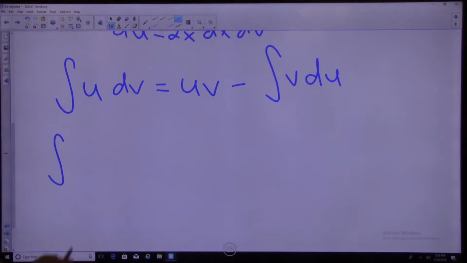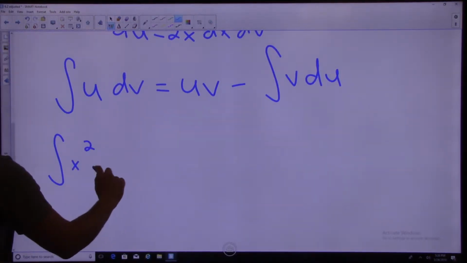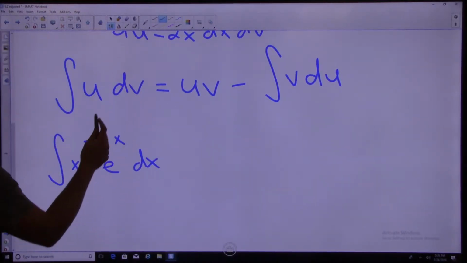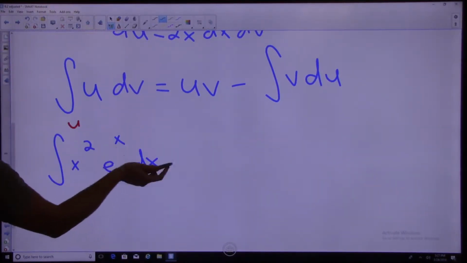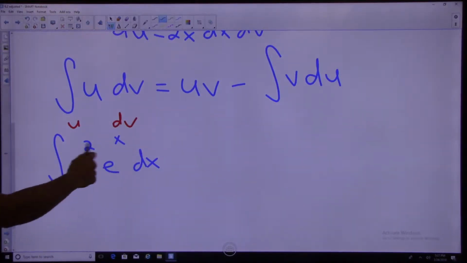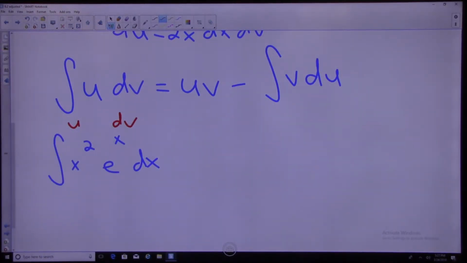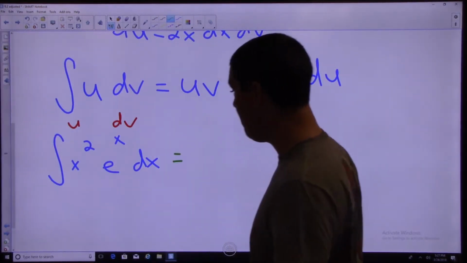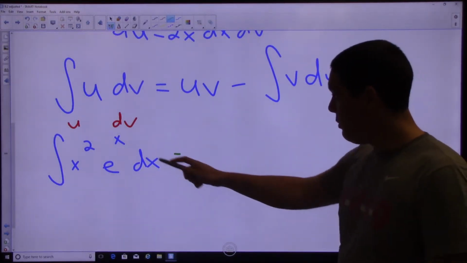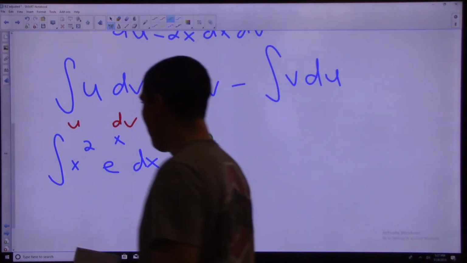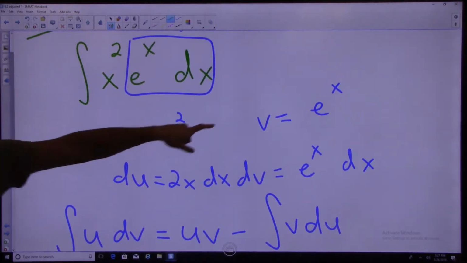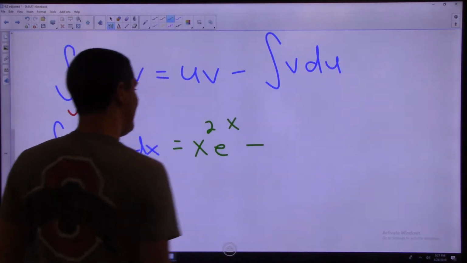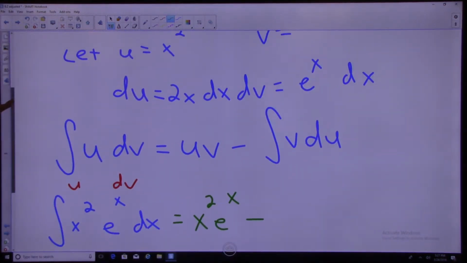Okay, so the integral that we want to find is of x squared times e to the x dx. Just to mention, x squared is u, and e to the x dx is dv. Let's go ahead and start. Why don't I use a different color here, green. It's going to be u times v. We know u is x squared, and v is e to the x. So let's fill that in: x squared e to the x, minus the integral of v du.